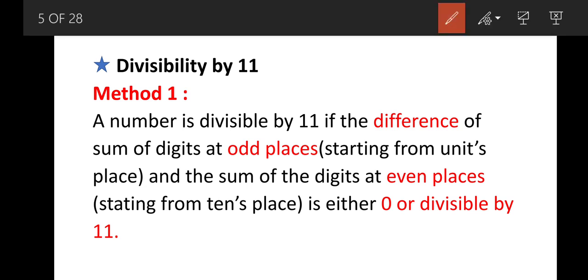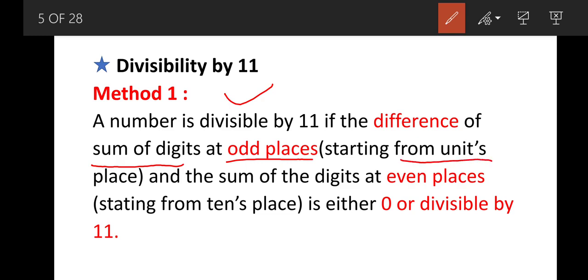There are two methods to check the divisibility of any number by 11. First method is, a number is divisible by 11 if the difference of the sum of the digits at odd places starting from units place.